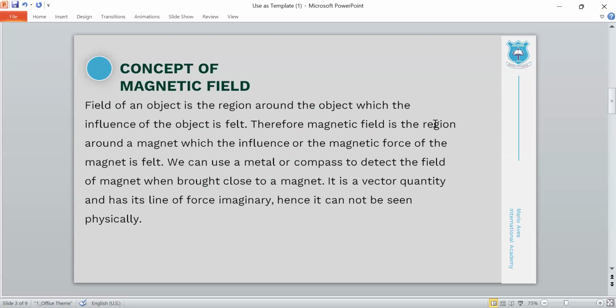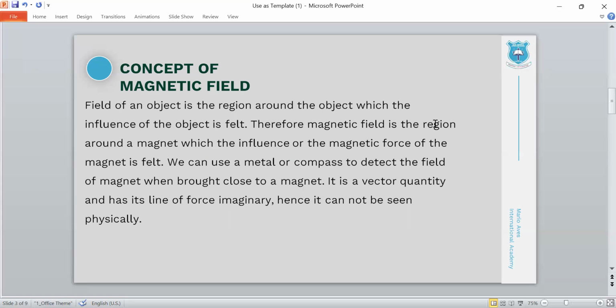All right, concept of magnetic field. Field of an object is the region around the object in which the influence of the object is felt. Therefore, magnetic field is the region around a magnet in which the influence or the magnetic force of the magnet is felt. We can use a metal or compass to detect the field of a magnet when brought close to a magnet. It is a vector quantity and has its line of force imaginary. Hence, it cannot be seen physically.